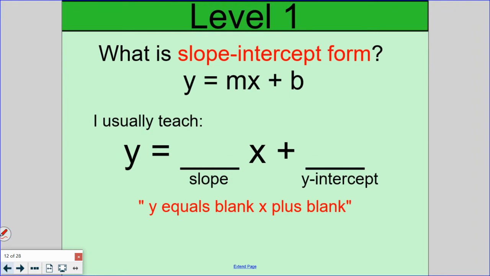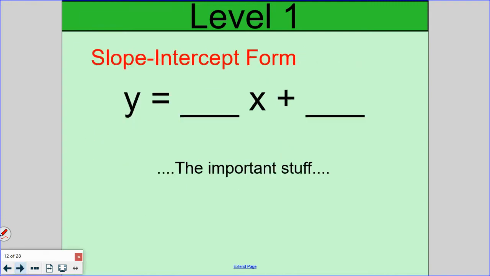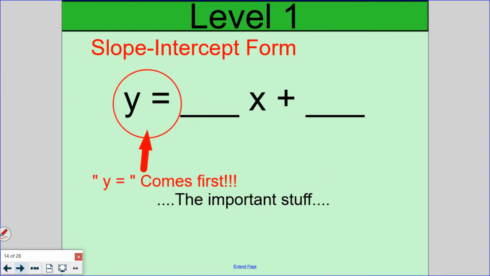Another way we like to write it, because sometimes this m and b get confusing with having more letters in there, is that a lot of times we just like to show it as a blank x plus blank. And we know that numbers will go in those blanks right there. So y equals blank x plus blank. This is the y-intercept form that we like to use. All right, so what's important about the y-intercept form is how it's written. It's written in a specific way. Y equals comes first. Okay? This is very, very important. That y equals comes first.